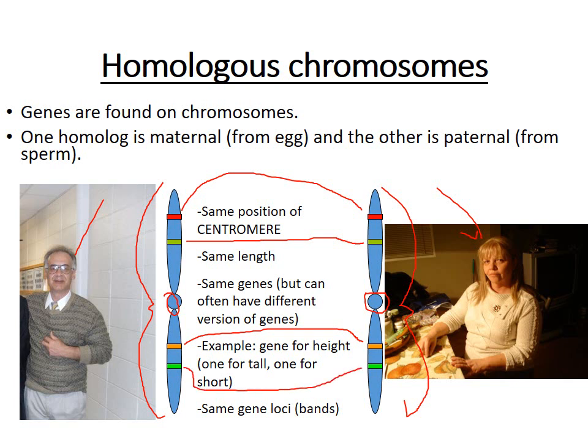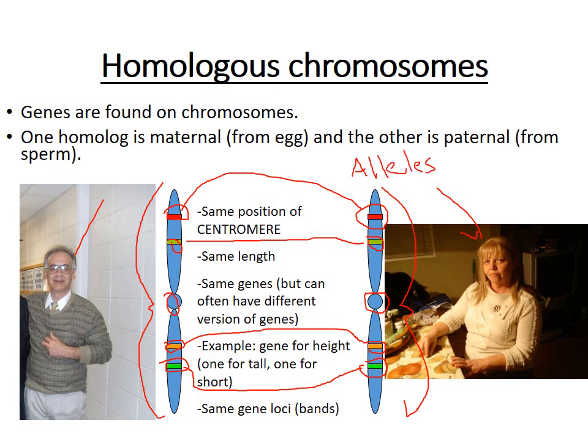So, for example, the green over here might control for height. So the green over here would control for height. The orange over here might control for eye color. This would control for eye color over here. This might control for hair color. This would control for hair color over here. This might control for a certain disease, and this would also control for that same disease. But I might have different versions of that disease gene, or different versions of the eye color gene. And again, those different versions of the same gene are called alleles.